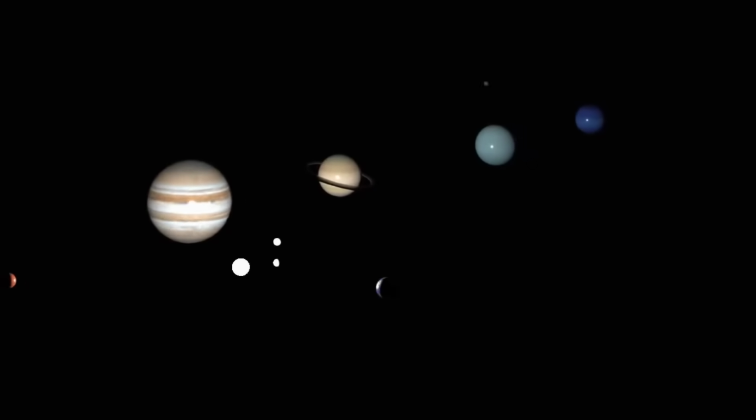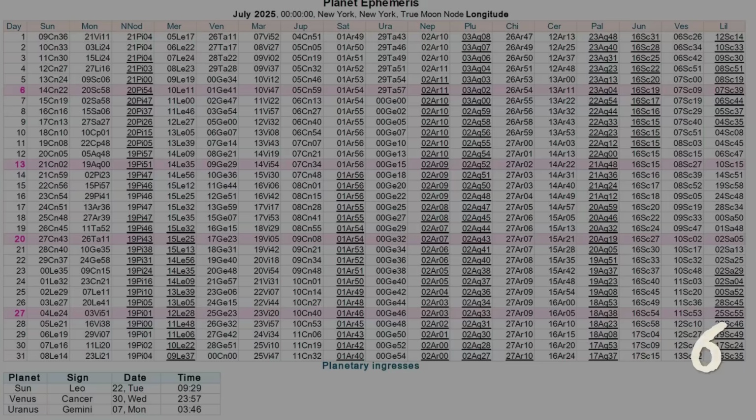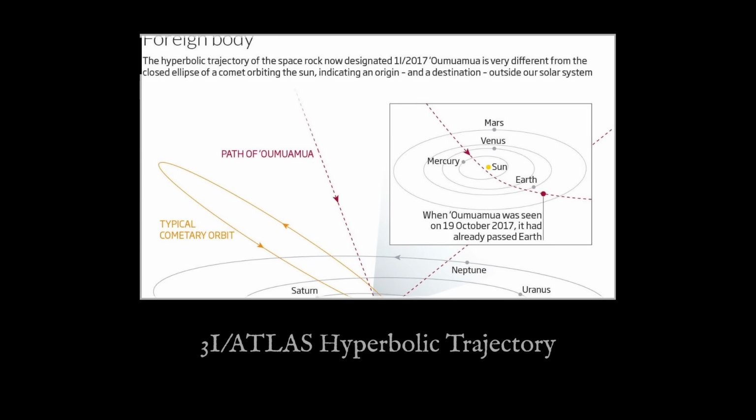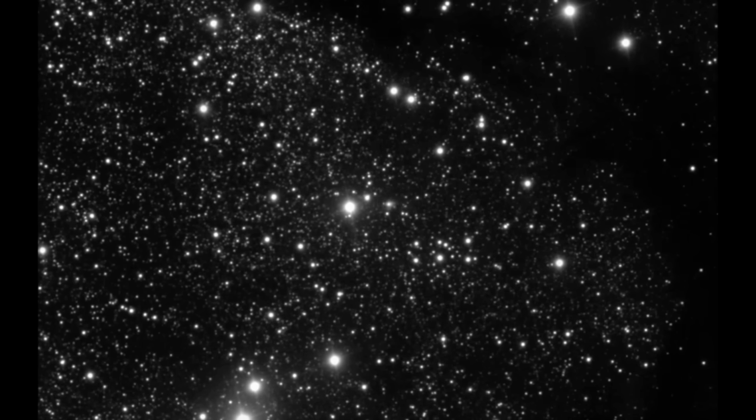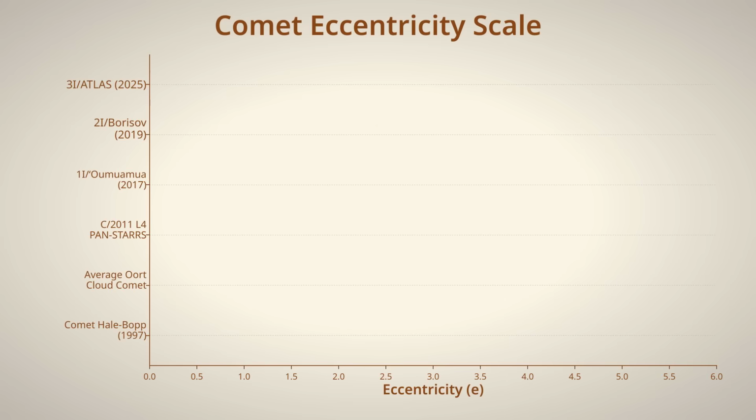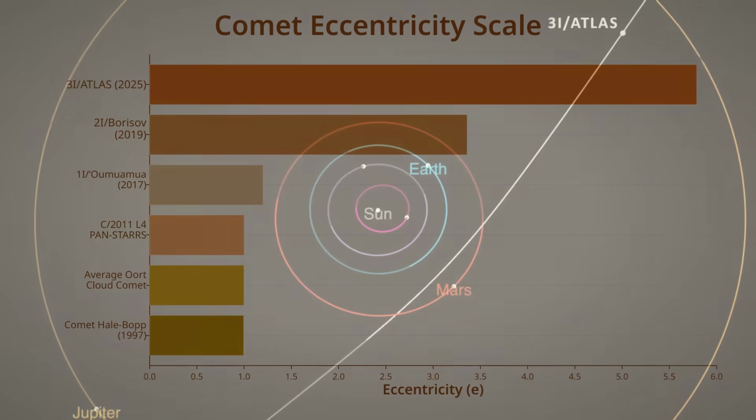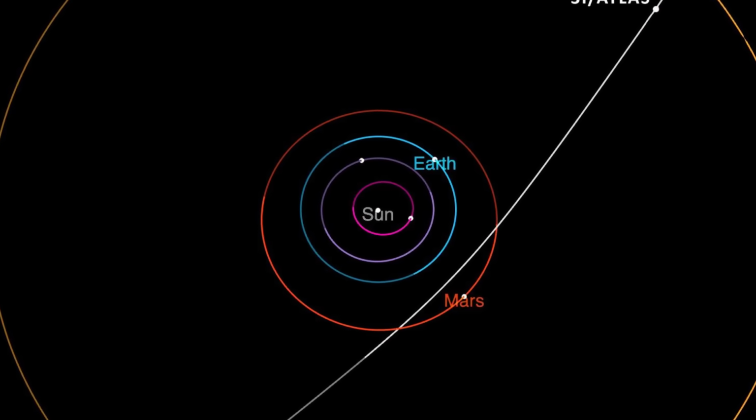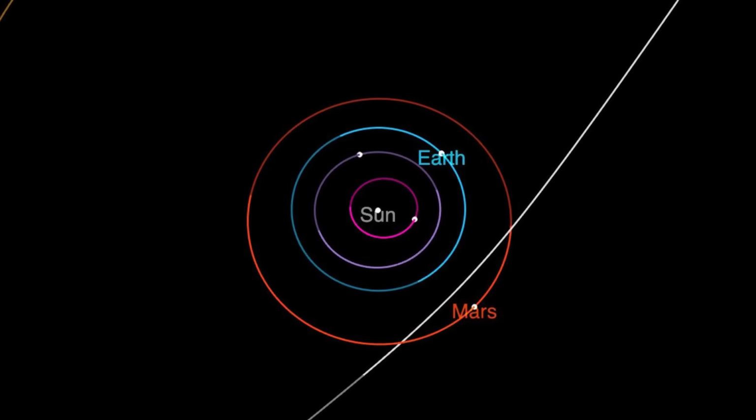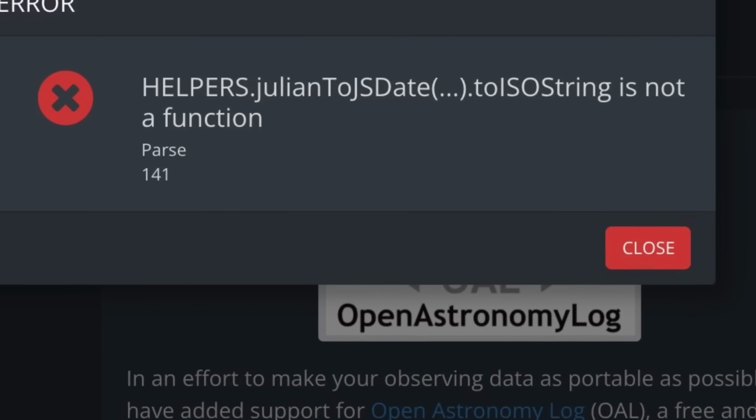Its orbit told the next part of the story. Calculations from the Minor Planet Center revealed an eccentricity over 6. In orbital mechanics, that means it isn't just passing by, it's not coming back. The path is hyperbolic, a one-way ticket from deep interstellar space. For context, most comets from the Oort cloud barely reach an eccentricity of 1. 3I/ATLAS was moving too fast, on too straight a line, for any solar system object to have launched it.